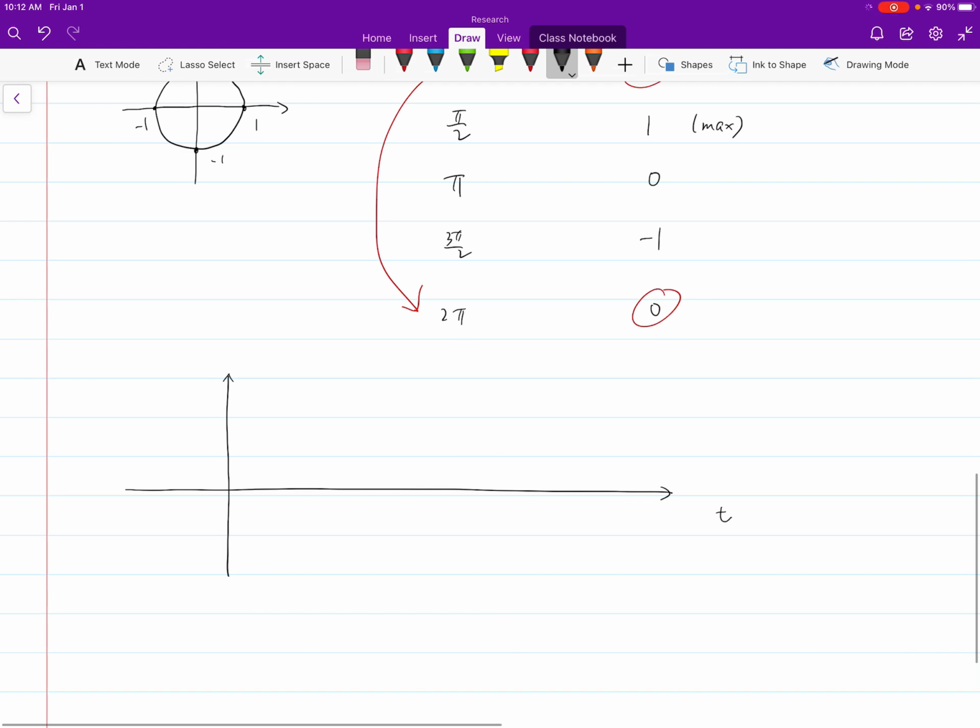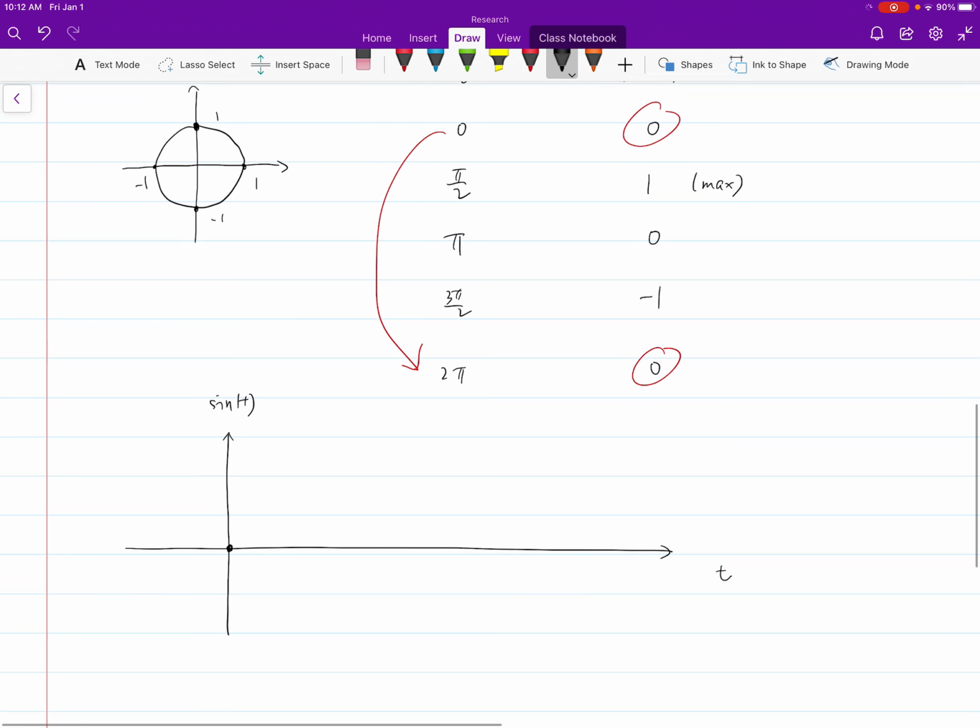All right, let's put them on the graph. But this time we put t on here, not x and y anymore. We put your sine t here. At the 0, you are 0. At pi over 2, pi, 3 pi over 2, and 2 pi. That's pi over 2 for each interval. It's equal intervals here.